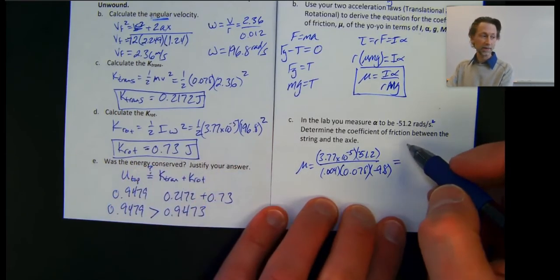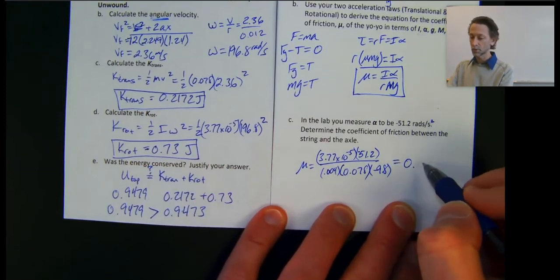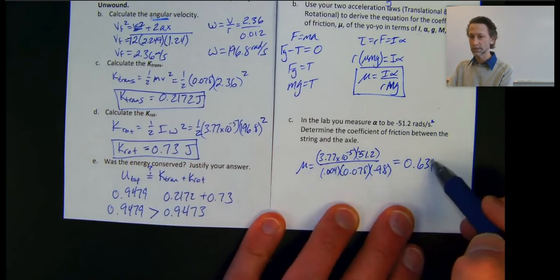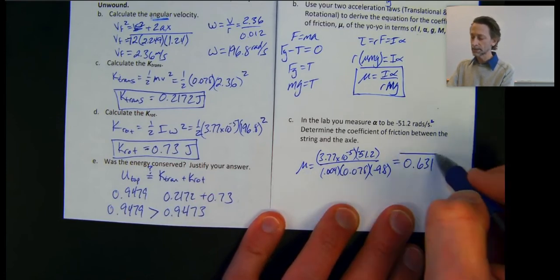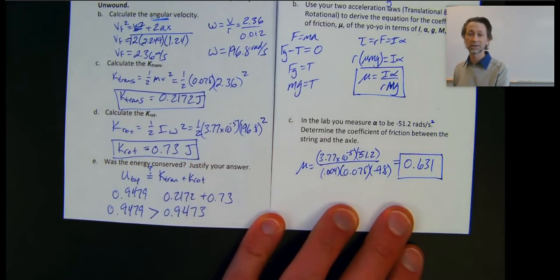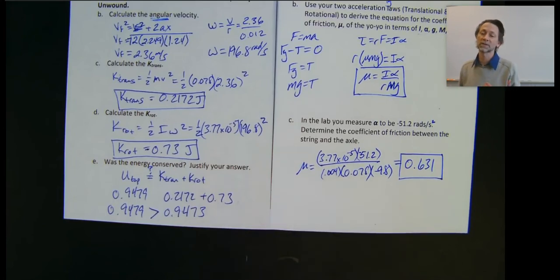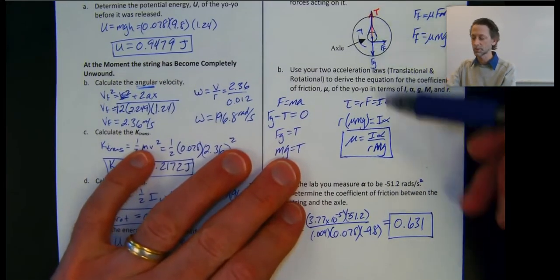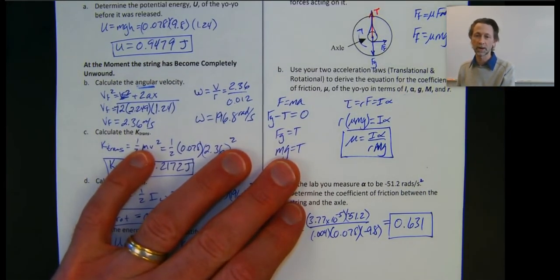And when you calculate that, we end up with a value of 0.631. Remember that coefficient of friction does not have any units on it. And does that seem like a fairly legitimate value of mu? And you'd have to say it could be, because normally mu is between 0 and 1. And the closer to 1 it is, the more friction there is. The closer to 0 it is, the less friction there is. So between the string and that axle, there could be a pretty good amount of friction.